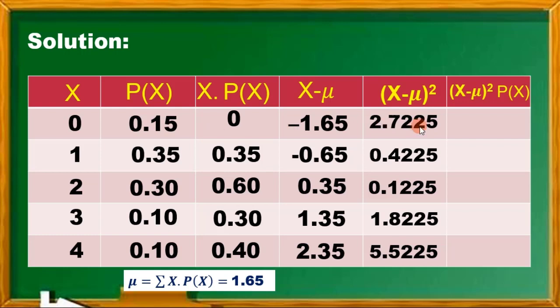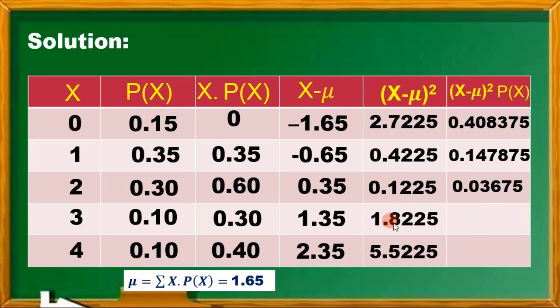Then the last column will be this column multiplied by the given probability, p of x. So you can follow, or you can do this together with me. 2.7225 times 0.15 is 0.408375. Then we have here 0.4225 times 0.35, which is 0.147875. Next, we have 0.1225 times 0.3. Then we have here 0.03675.